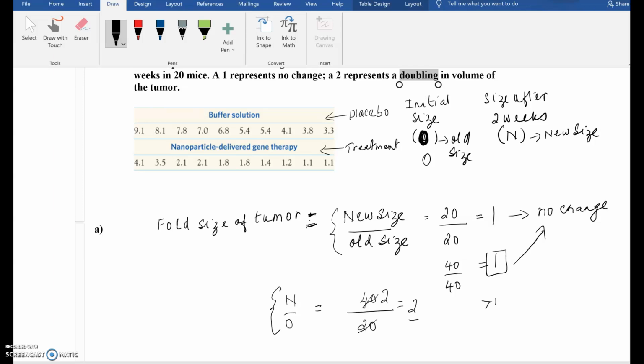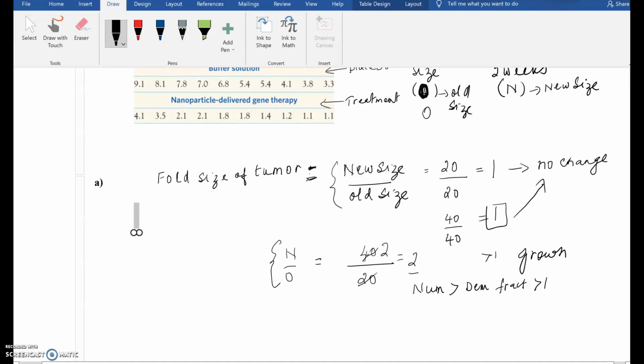When the ratio is greater than 1, what it means is that the tumor has grown in size. So the tumor has grown if the number is greater than 1. So when is a fraction greater than 1? When the numerator is greater than the denominator. That's when you can get a number, so the fraction would then be greater than 1. So the numerator is the new size, which means the fraction is greater than 1 when the new size is larger than the old size, which means the tumor has grown.